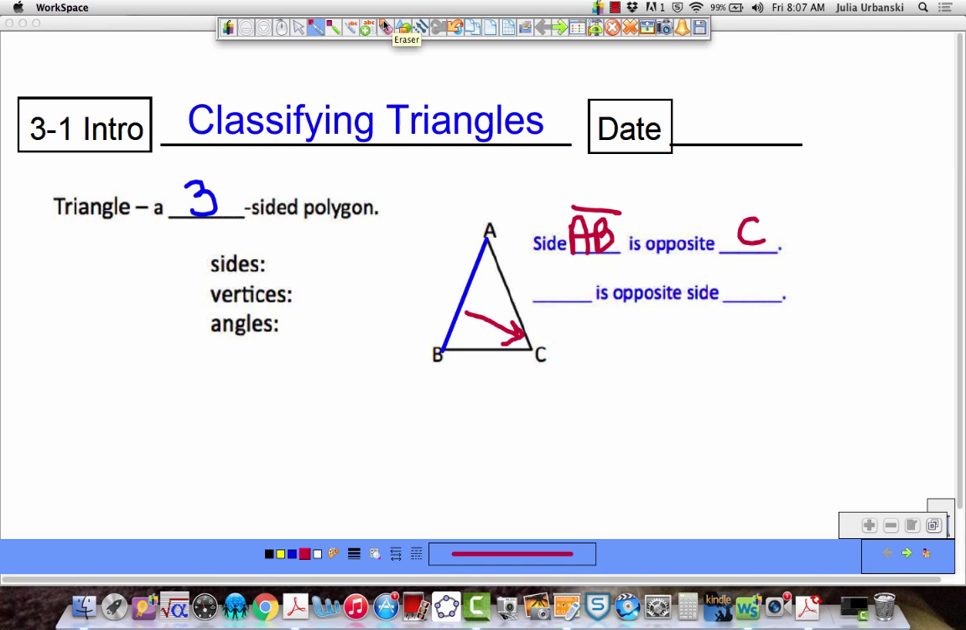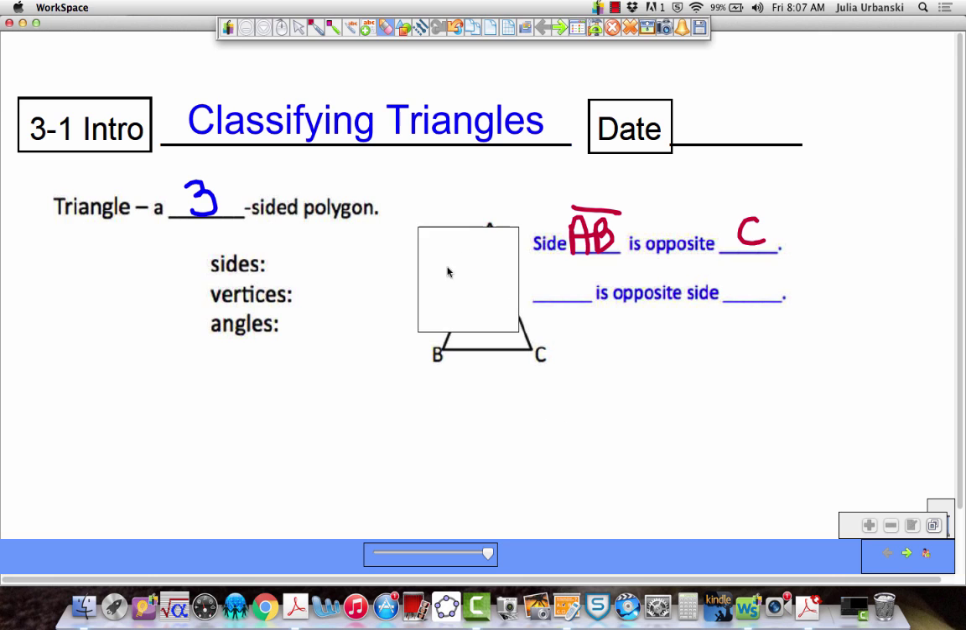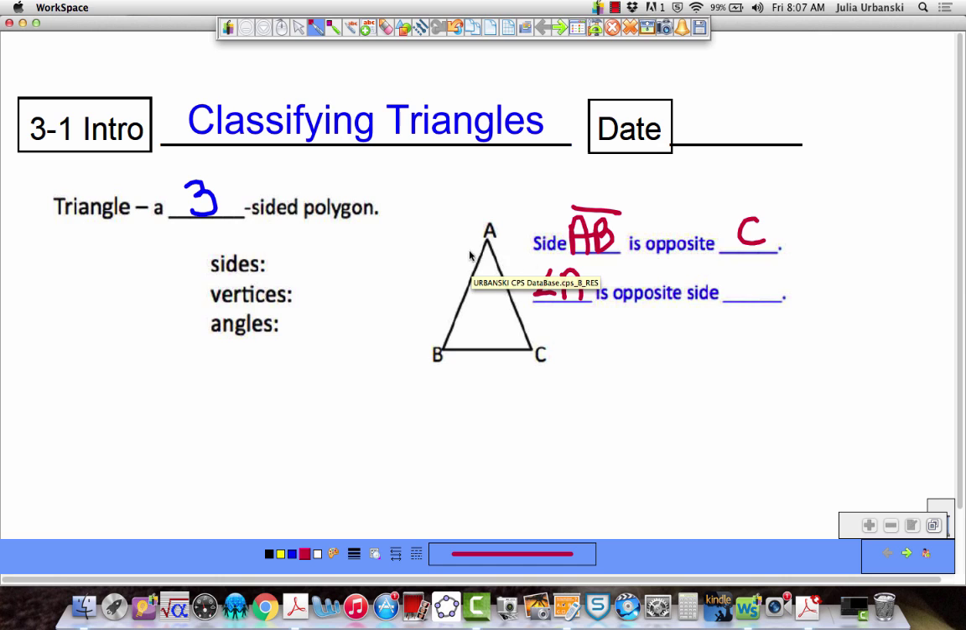AC is opposite from B. That's right. Okay, now it can go backwards. You can have angle A, this angle right here, is directly opposite which side? BC. Okay, so in a triangle, if you're looking for what's opposite, a point is going to be opposite from a side. There's not going to be 2 sides that are opposite or 2 angles that are opposite of each other.